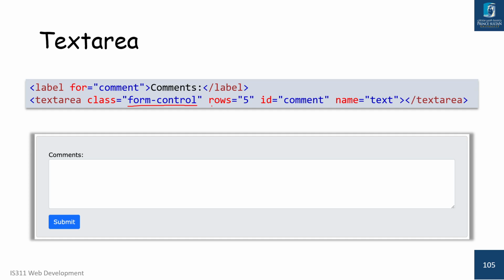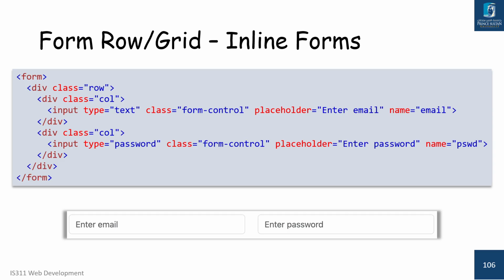And then we also have telling how many rows we want to display, what is the id of this one, and what is the name of that specific input field. We also put our input fields into the grid system, rows and columns. So here we are putting everything inside the form, then inside a row, and inside the row we have a column. First column contains the input field, and the second column also contains an input field.